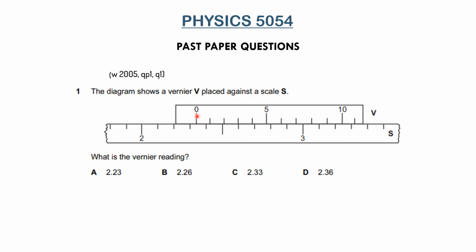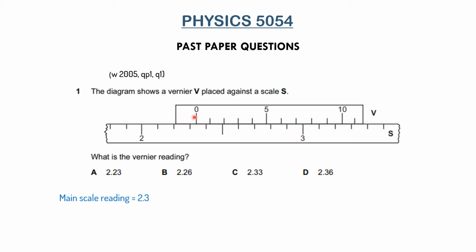The biggest division that comes before the 0 on this side is this one, right? And when we see which one this is: this is 2.1, this is 2.2, this is 2.3. So our main scale reading becomes 2.3. Now let's move on to the vernier scale reading.